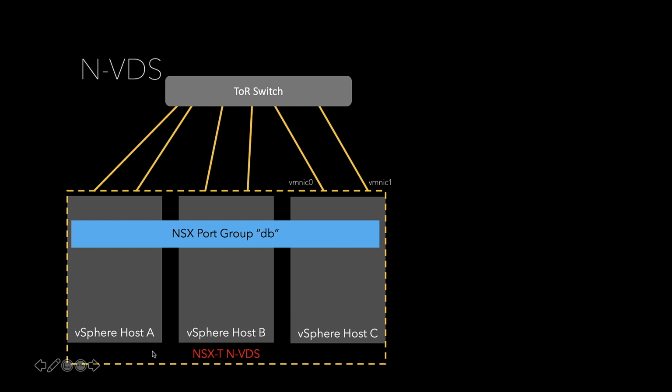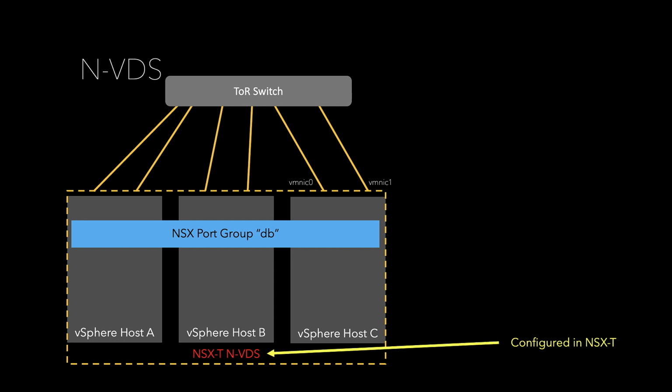Now let's focus in on where we previously had the VDS. In this case, we have what's called the NVDS, which is basically the exact same thing as a VDS. It just happens to be created and managed by NSX-T. On top of that, we have a port group, which before this was called a distributed port group. Now this one is called an NSX port group. So the takeaway here is we have a few things that are configured and managed in NSX-T.